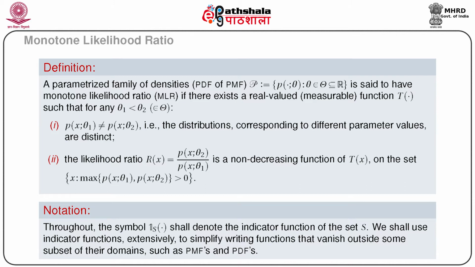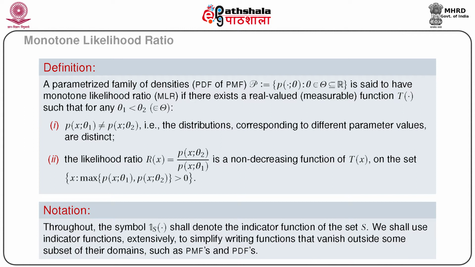A real parametric family P_x(theta), theta belongs to script theta, a subset of the real line, is said to have MLR property in a real valued statistic T(x) if for any theta 1 less than theta 2 belonging to script theta, the following are satisfied. Number 1, P_x(theta 1) is not equal to P_x(theta 2), that is, distributions are distinct corresponding to distinct parameter points. Number 2, the ratio R(x), which equals P_x(theta 2) by P_x(theta 1), is non-decreasing in T(x) on the set of all x such that the maximum of P_x(theta 2) and P_x(theta 1) is greater than 0.